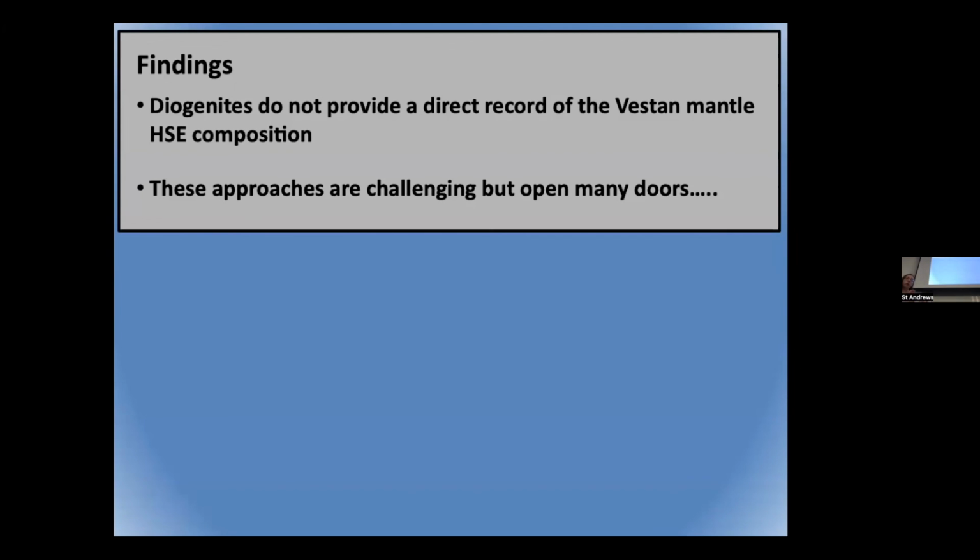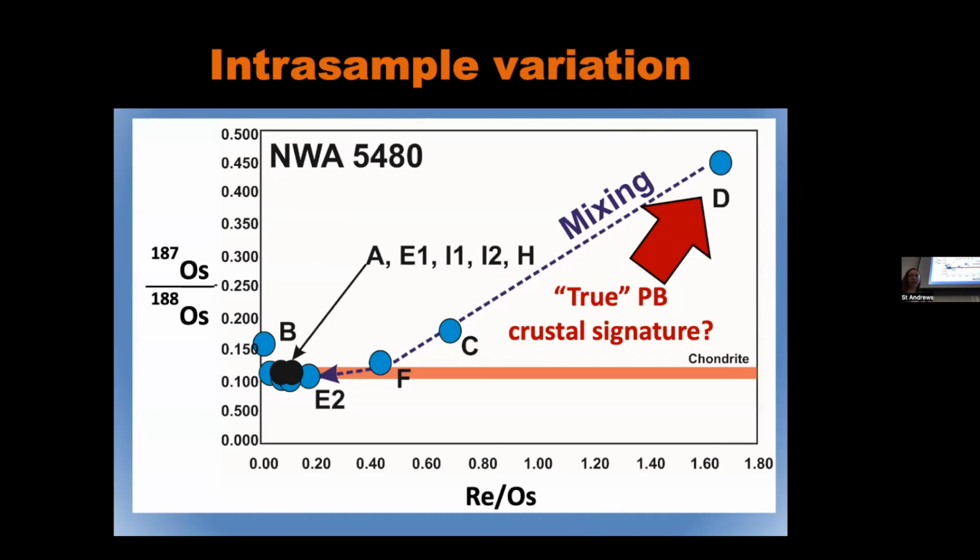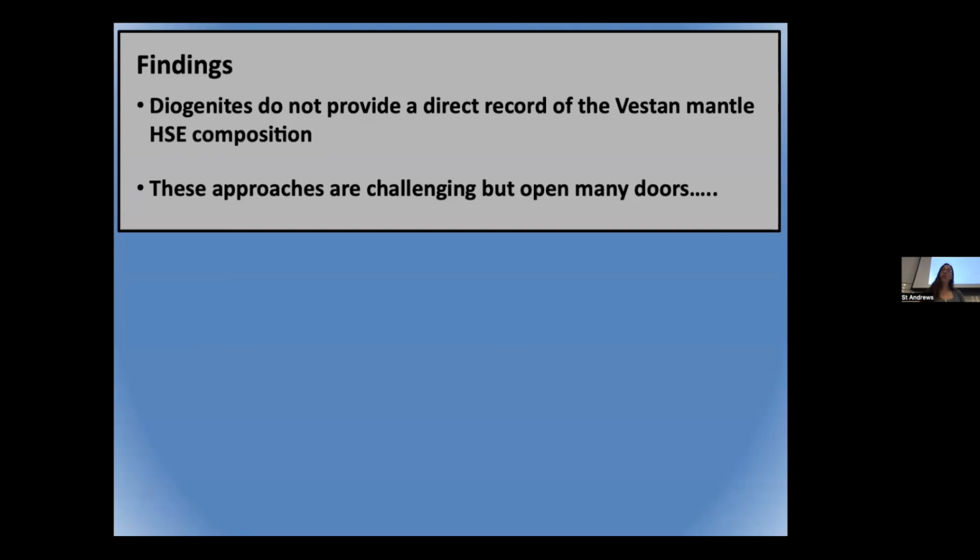So the findings from our study, sorry to go back to the model. So we've seen a broad mixing relationship. So what does that broad mixing tell us? Do we have a robust signature, actually what we're seeing for the Vesta body, in which case it's very different to previous work. So perhaps diogenites do not provide a direct record of the Vesta mantle HSE composition. In consequence, the models that rest on them will need to be revised.